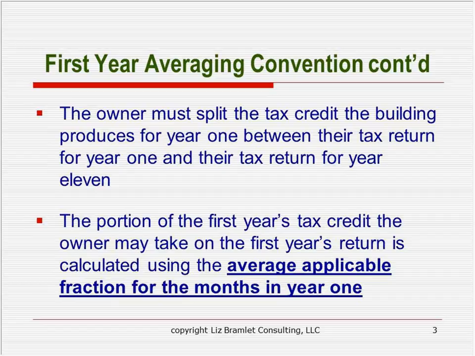And okay, how do we calculate that split? We calculate how we're going to split the first year's tax credit between the year 1 and the year 11 tax return by utilizing the average applicable fraction for that year. The portion of the first year's tax credit the owner gets to take on their first year's return is calculated using that average applicable fraction for the months in year one.